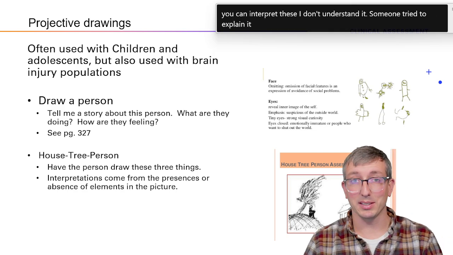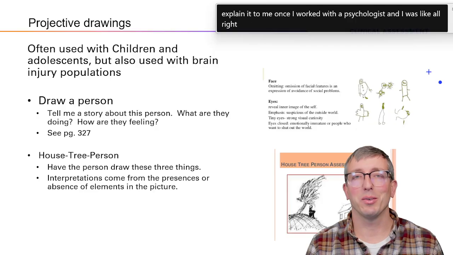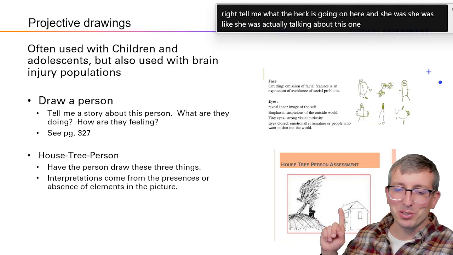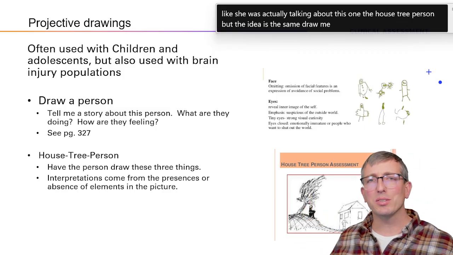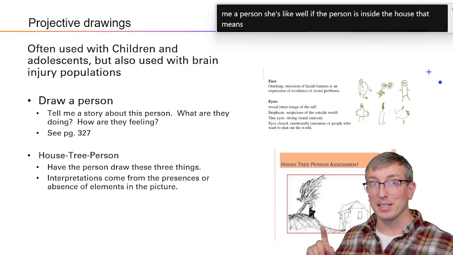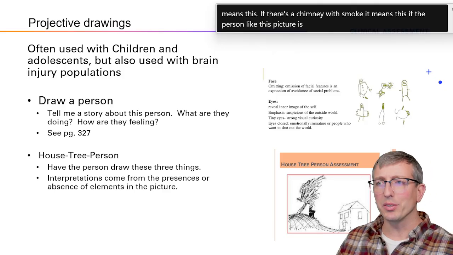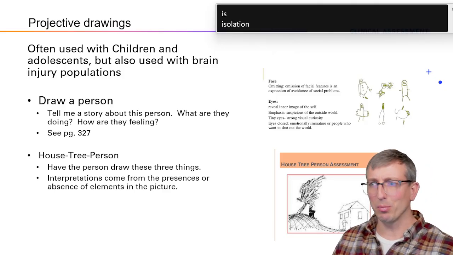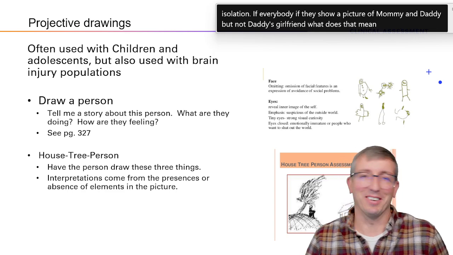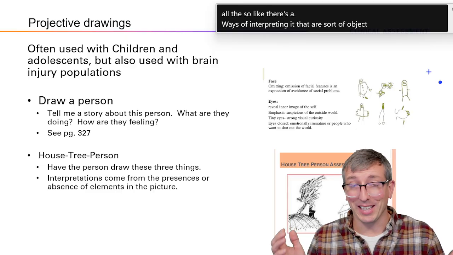Someone tried to explain it to me once. I worked with a psychologist, and I was like, all right, tell me what the heck is going on here. She was actually talking about the house-tree-person, but the idea is the same. Draw me a house, draw me a tree, and draw me a person. She said, if the person is inside the house, that means this. If there's a chimney with smoke, it means this. If the person, like in this picture, is sitting under a tree, that represents isolation. If they show a picture of mommy and daddy, but not daddy's girlfriend, what does that mean? So there are ways of interpreting it that are sort of objective, I guess.